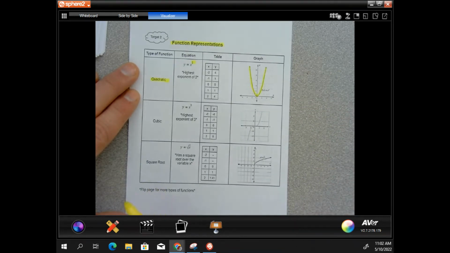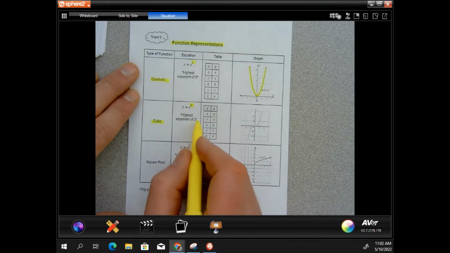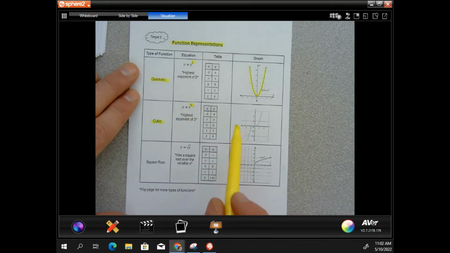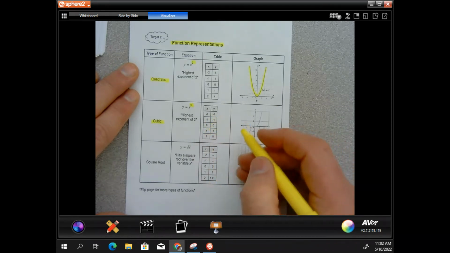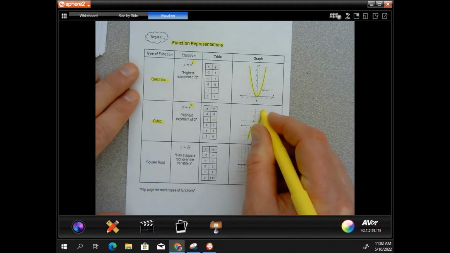Our next type of function is cubic. When we talk about a cubic function, we're referring to something to a power of 3, so the highest exponent of 3. When we take a look at this table, we have the same x values from above: -2, -1, 0, 1, and 2. But you'll notice that when it's -2, it's -8; -1 is -1; 0, 0; 1, 1; and 2, 8. So this creates a shape of the graph that looks something like this.